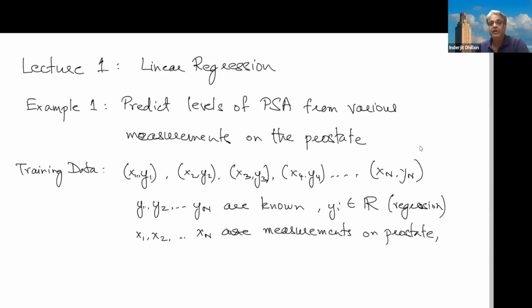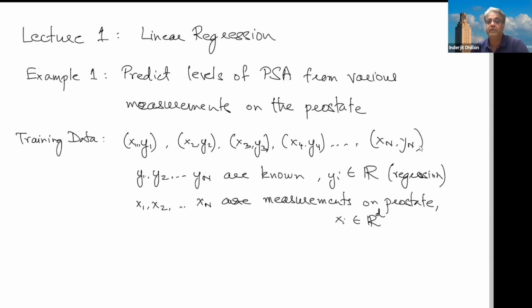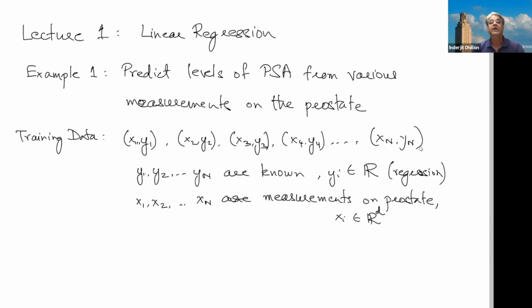Typically they will be not just a single value, but they may be D features or D variables that you're going to base your prediction on. So typically, xi belongs to R^D. This means that x1 is a D-dimensional vector, x2 is a D-dimensional vector, and so on. So all the xi's are D-dimensional vectors. That basically says that you have D measurements on the prostate.